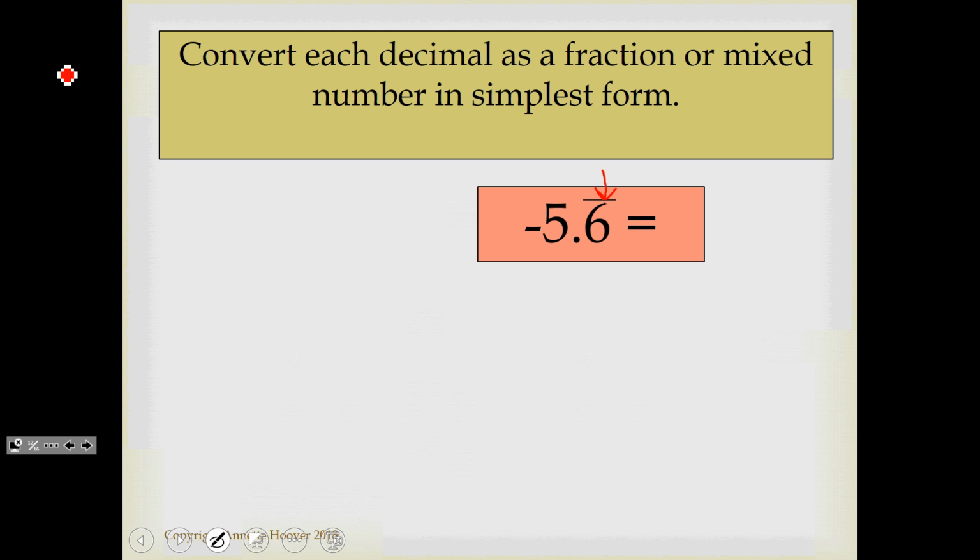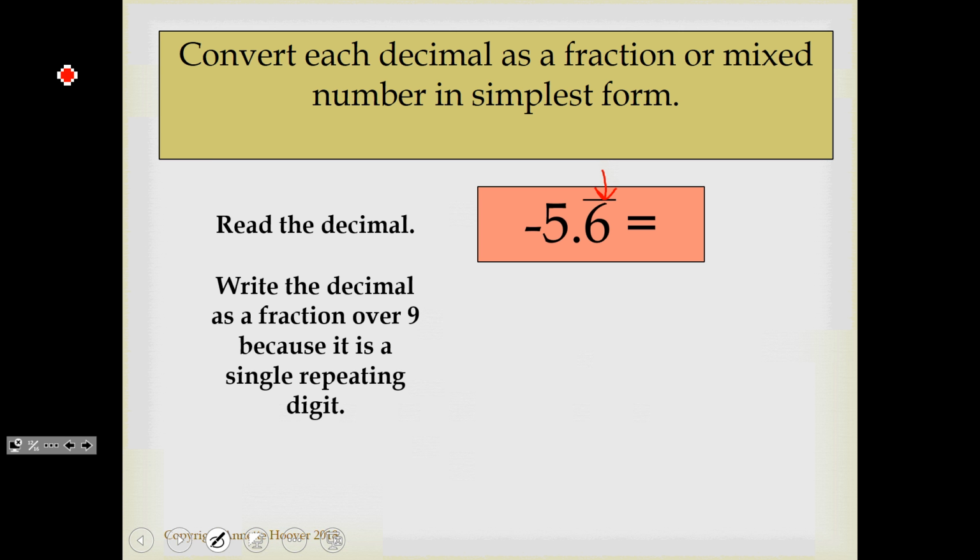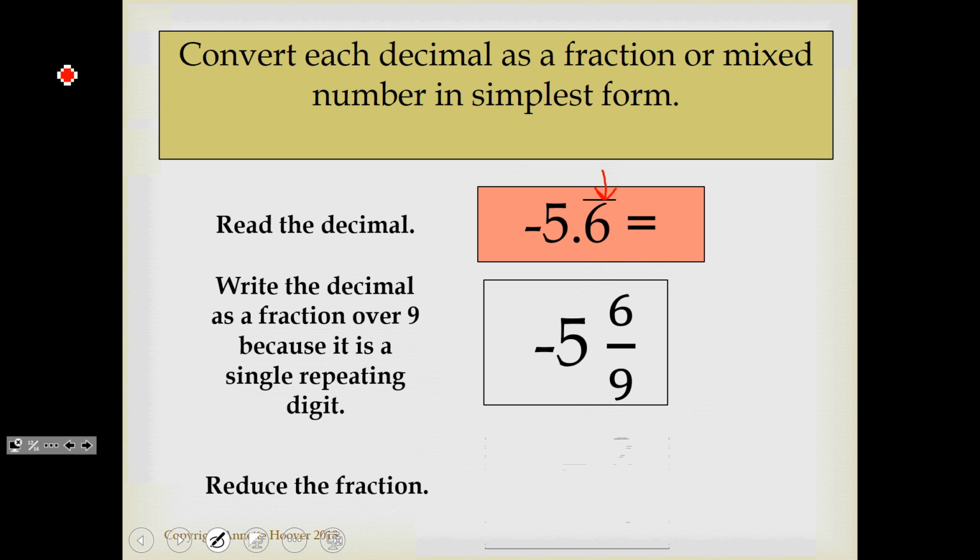Now, going back to what we talked about previously, you see this decimal right here, but you see the repeat line. So this decimal is not 6/10. That decimal is 6/9. So we read this as -5 and 6/9. 6/9 can be reduced by dividing both of those numbers by 3 to -5 and 2/3.